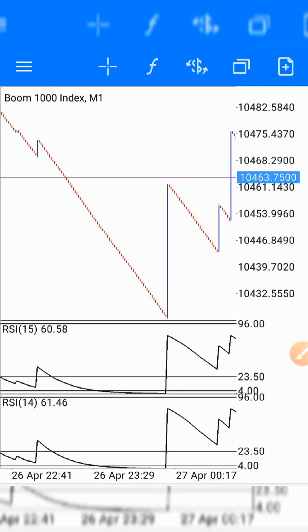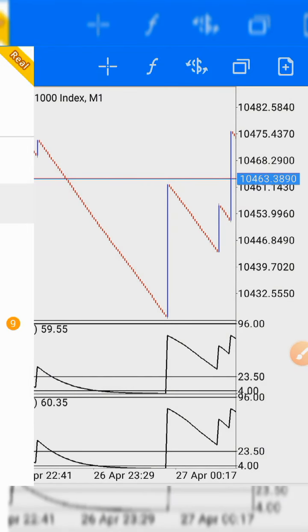RSI 15 level 96 for Crash 1000 and Crash 500, RSI 15 level 4 for Boom 1000 and Boom 500. Once the market crosses the 4 level on Boom, feel free to take a trade for a spike, and hold till the spike comes. And for Crash, feel free to trade once RSI 15 crosses the 96 level, and till the spike appears, you have to hold your trade and enjoy your profit.